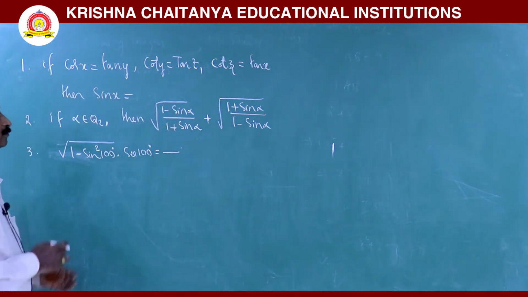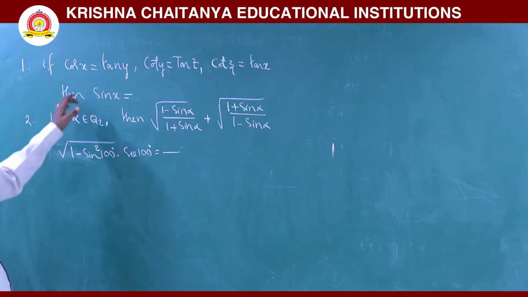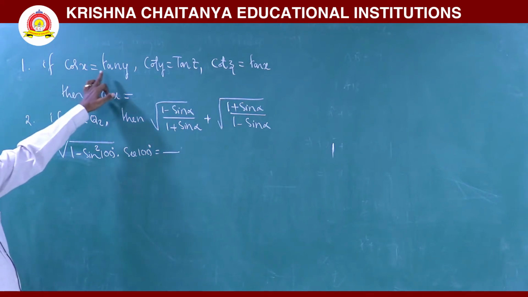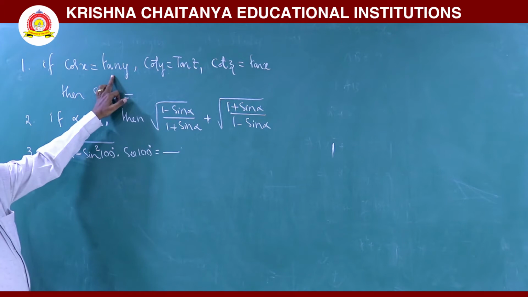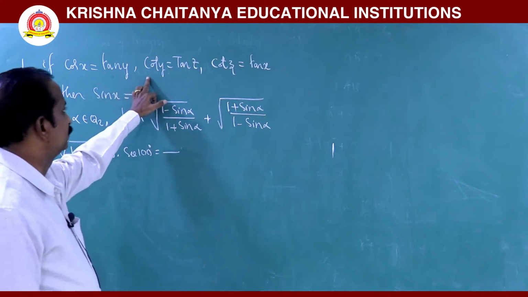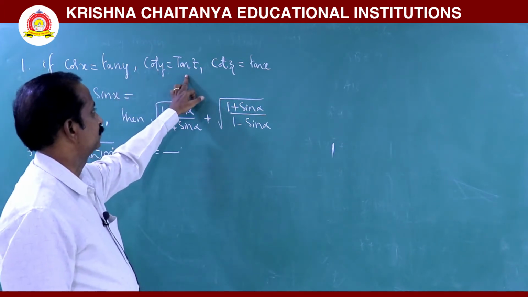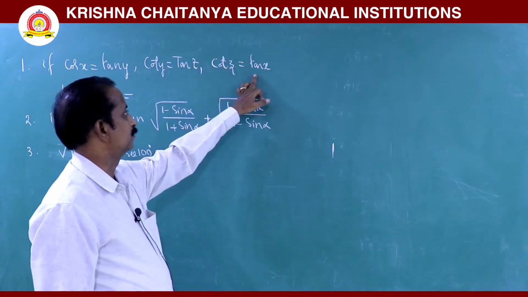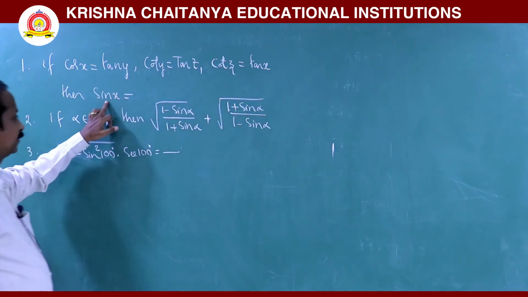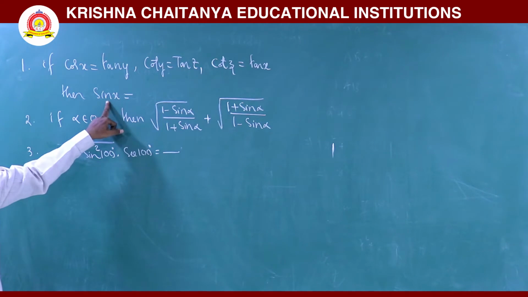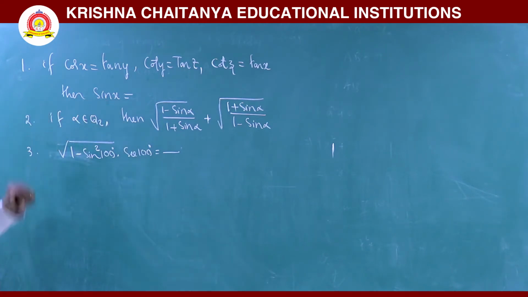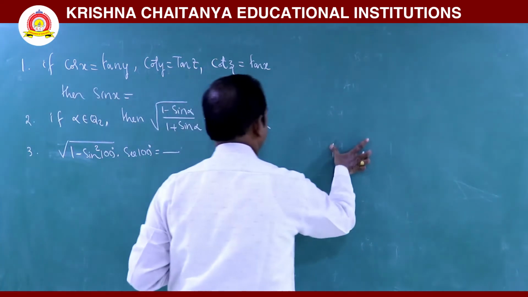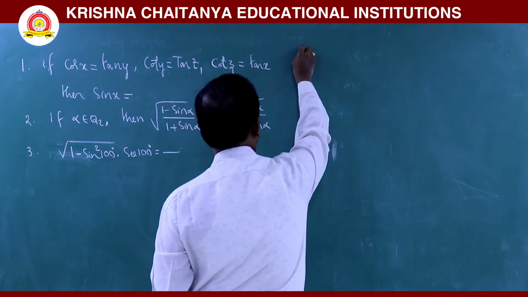Now, question number 1. Cos x is equal to tan y. Cot y is equal to tan z. Cot z is equal to tan x. Then we need the value of sin x. How to find out the sin x value using the given condition?